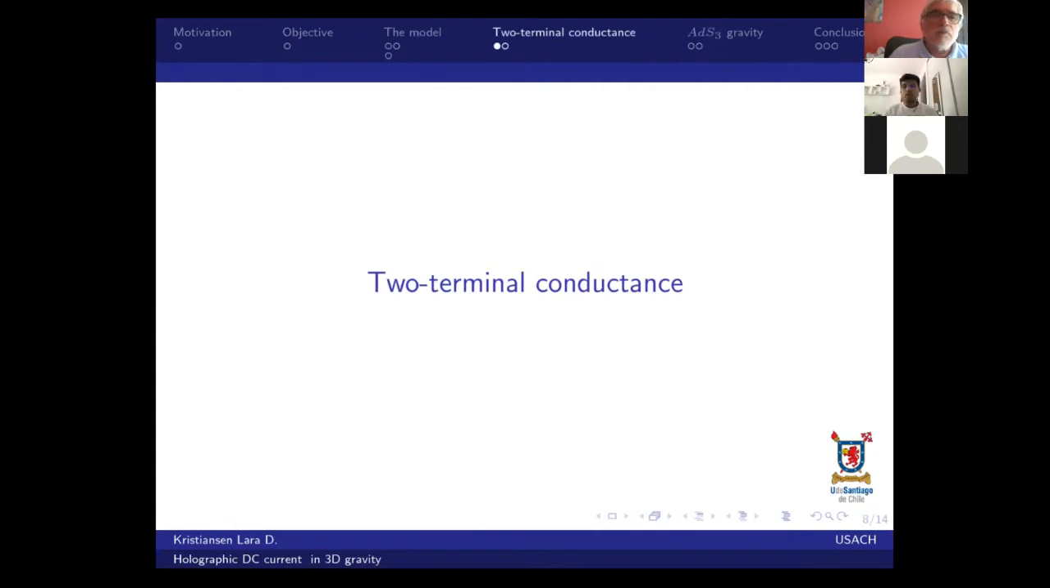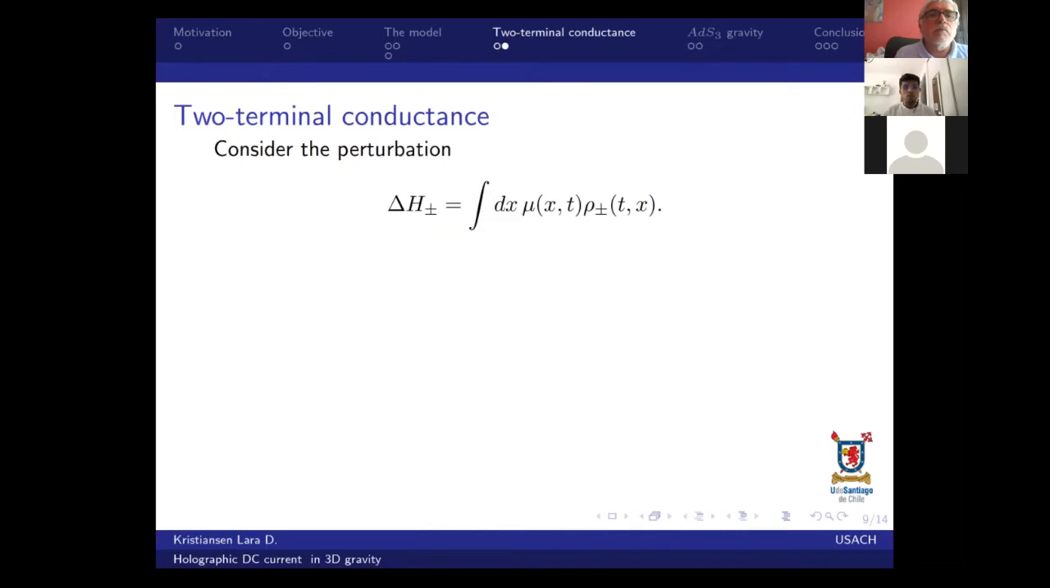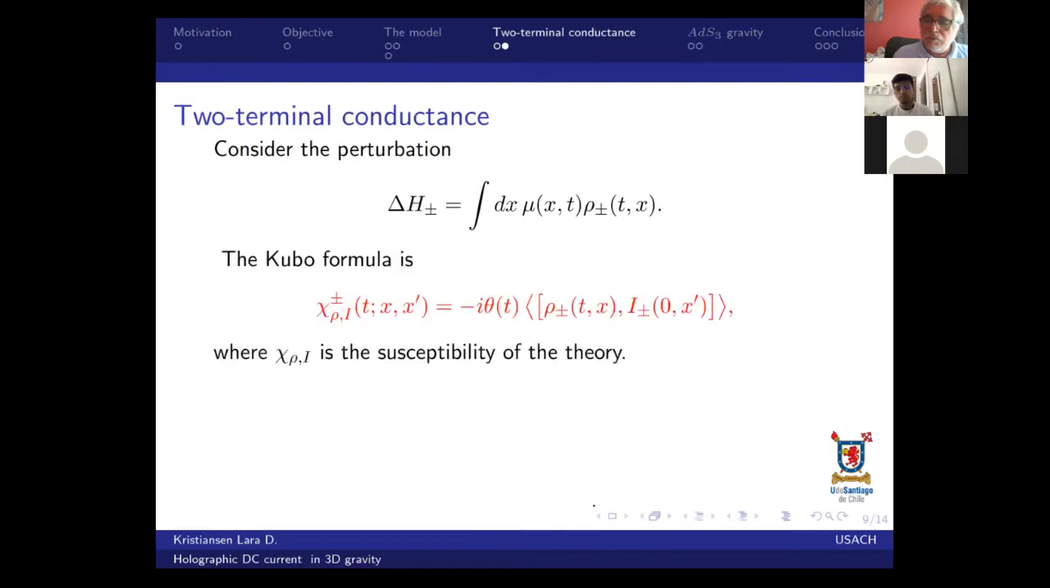So now that we studied the theory in terms of fermionic variables, we are going to compute a two-terminal conductance associated to it. So we are going to consider a perturbation delta H, which is defined as an integral of some external chemical potential mu times the quantum mechanical operator we found before, rho. Now we're going to apply the Kubo formula.